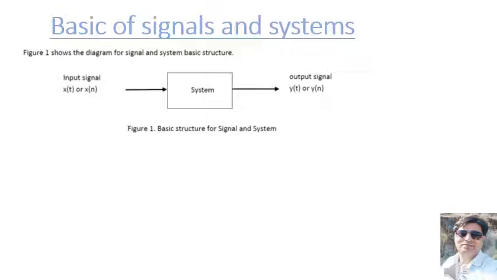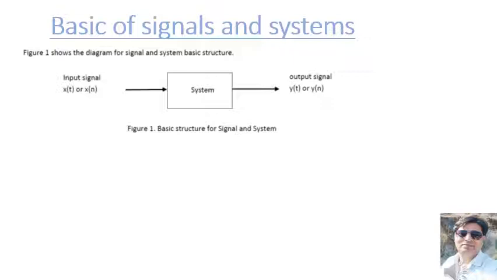In this figure, we have a system. Right now we can consider it as a black box. Black box means we do not know anything about this system. This system has one input that is called x(t) or x(n), depending upon the nature of time. If our time is continuous, our signal is x(t), and if our time is discrete, our signal is x(n). In the same manner, we have output y(t) or y(n).